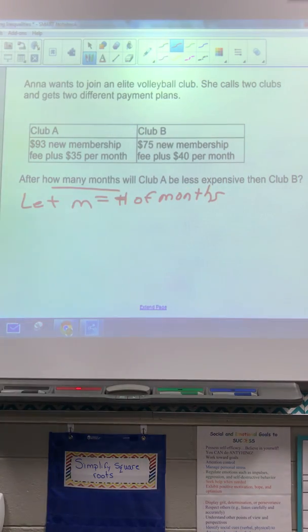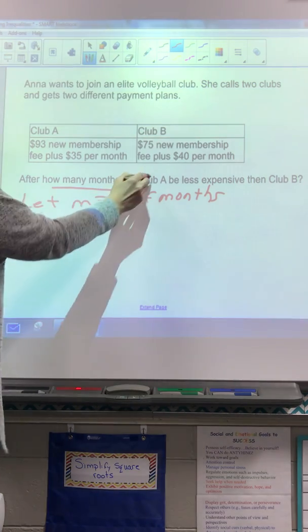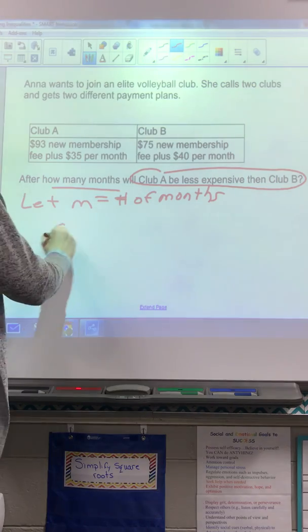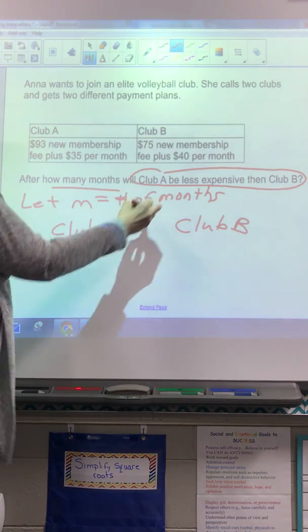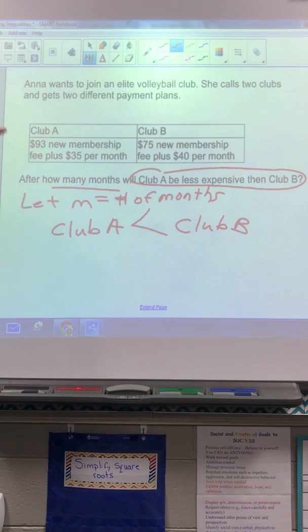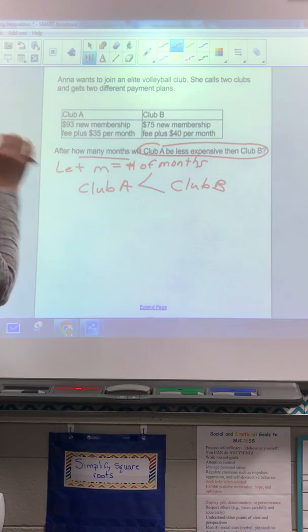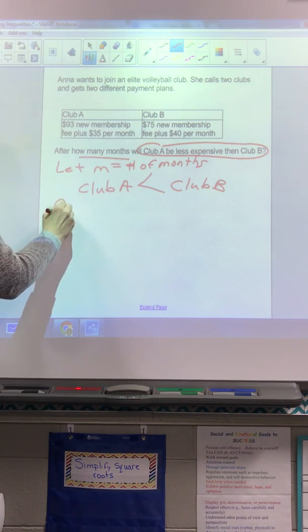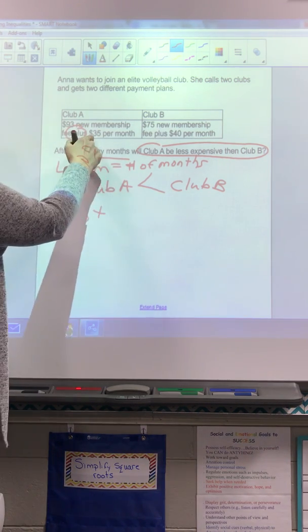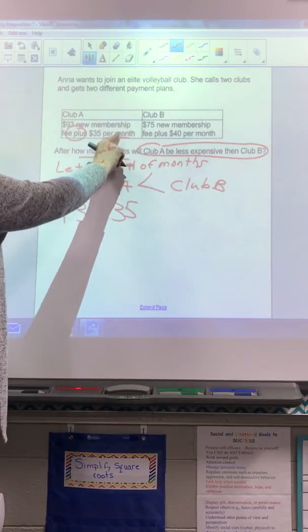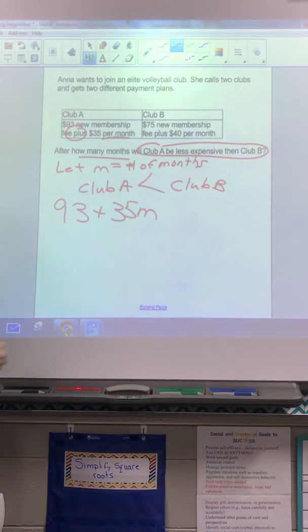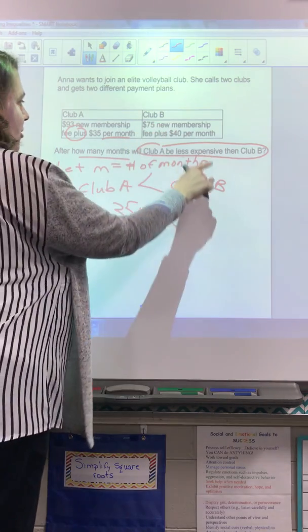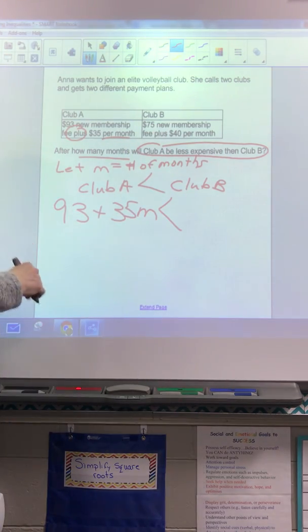Now I'm going to organize it in my head before I start thinking about numbers. Club A, less expensive than Club B. So I'm going to compare Club A to Club B. I want Club A to be less than Club B, because that's what it says, less expensive. Now I have to figure out the price for Club A. Club A is $93 plus $35 per month. The number of months is M, so it's 93 plus 35 times M. That's Club A. I know my inequality symbol is going to be less than. Now I need to figure out how much Club B is. Hit pause and try to do this by yourself.